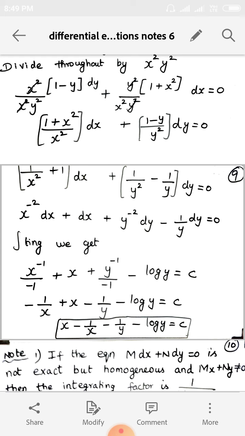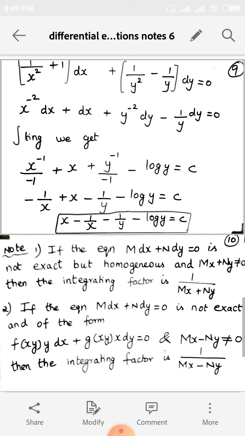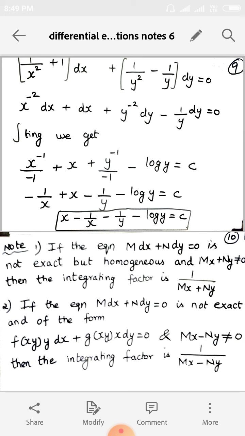And write separately, we get 1 by x square is nothing but x power minus 2 into dx plus y power minus 2 into dy minus 1 by y dy is equal to 0. Now integrating, we get x power minus 1 by minus 1 plus x plus y power minus 1 by minus 1 minus log y is equal to c. The next step, write in order, minus 1 by x plus x minus 1 by y minus log y is equal to c. This is nothing but x minus 1 by x minus 1 by y minus log y is equal to c. That is the solution.